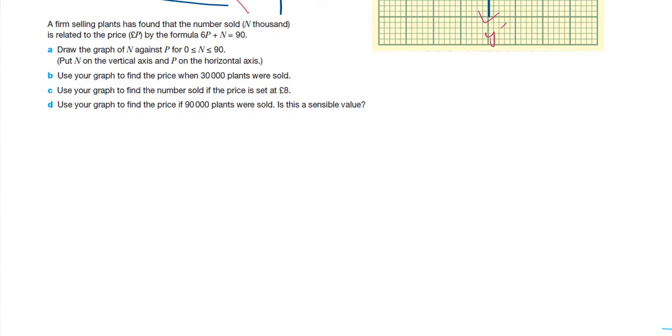So what do you need to do? Draw the graph of n against p for the values they have mentioned. Put n on the vertical axis and p on the horizontal axis. Use your graph to find the price when 30,000 plants are sold. You may say n is 30 thousand. Use your graph to find the number sold if the price is set at £8. Use your graph to find the price if 90,000 plants were sold. Is this a reasonable, sensible value?